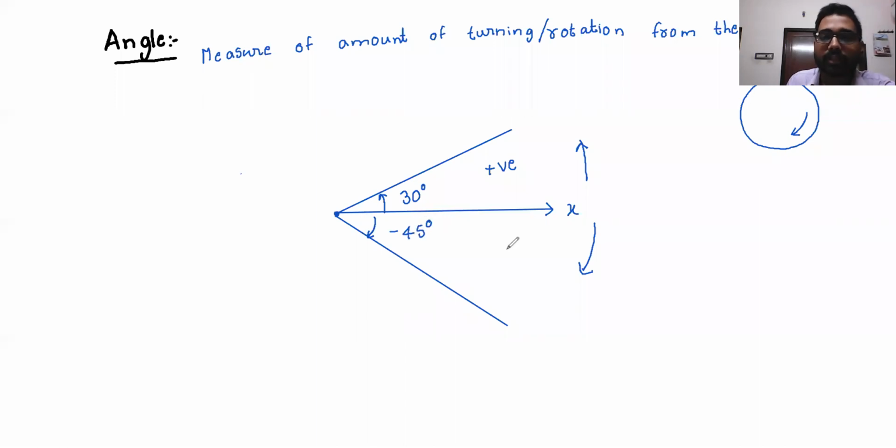So this we measure as negative, because we need to know which direction we are moving, right? So this is 30 degrees, this is minus 40 degrees. So this is the convention: anti-clockwise is positive, clockwise is negative. So this is how we measure the angle. This measures the amount of turning.